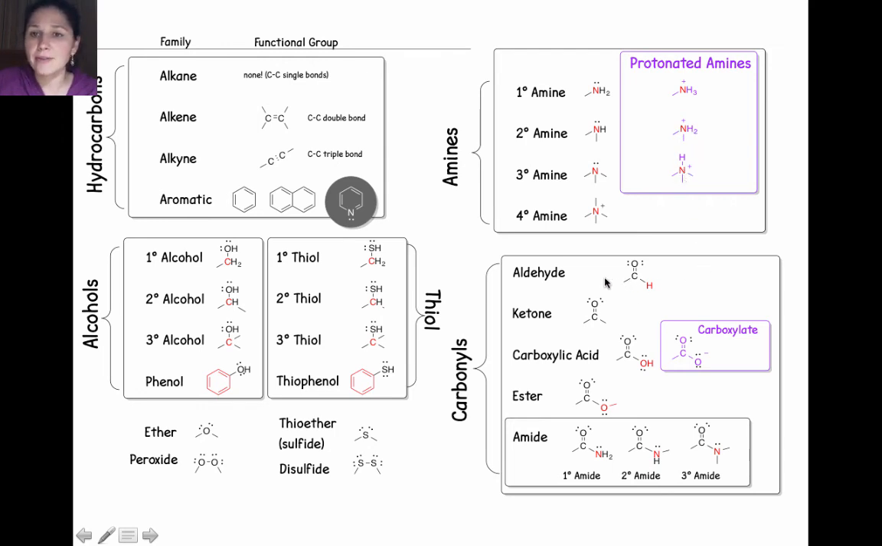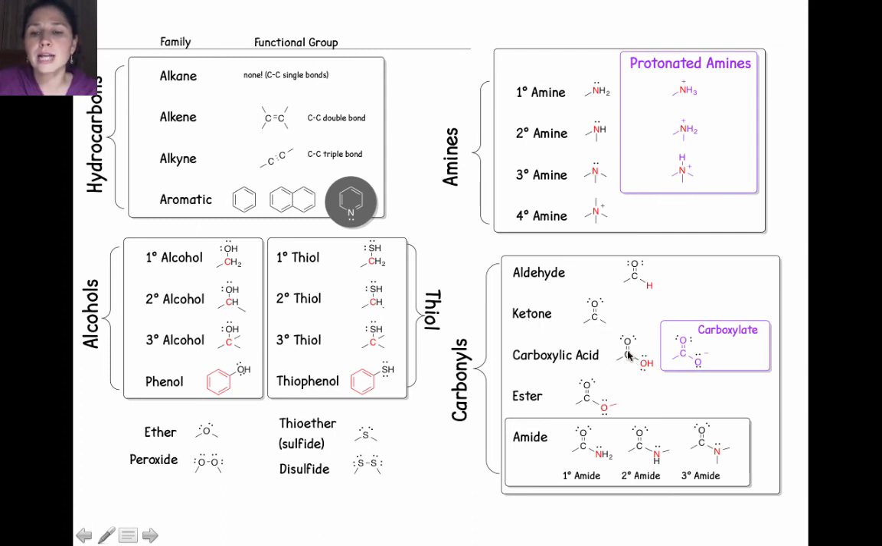And then we have the carbonyls. Carbonyls are anything that have a carbon double bonded to oxygen. Notice there's a carbon double bonded to oxygen in all of these things. When you have a carbon double bonded to oxygen and it's attached to a hydrogen, it's called an aldehyde. When the carbon is attached to two other carbons, it's a ketone.